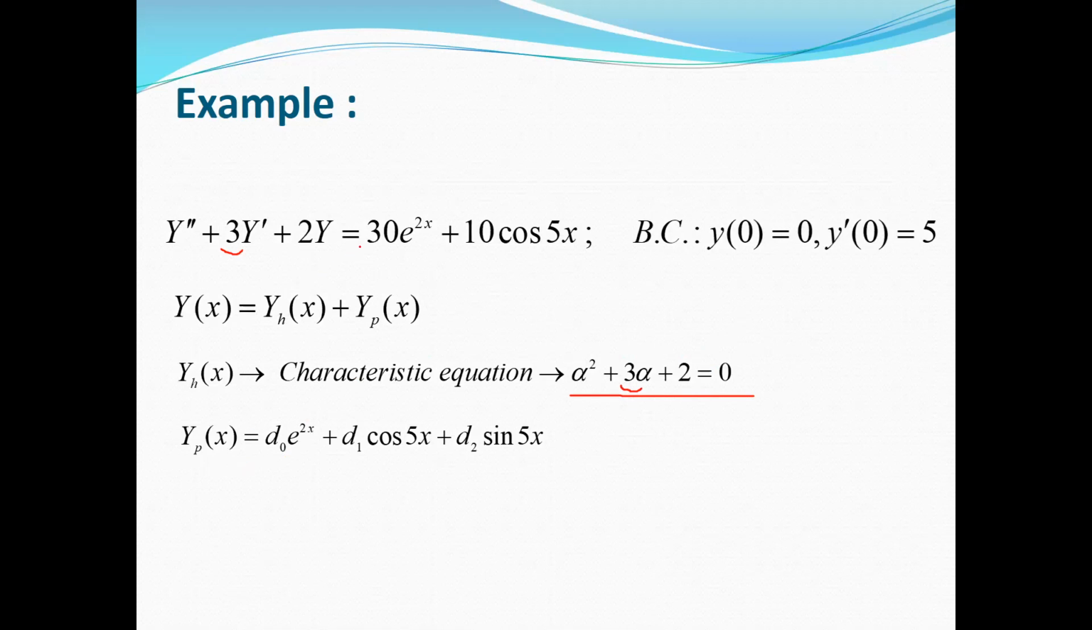As I told you, the particular solution includes two parts. The first part is the exponential part. Here you can see d naught times exponential 2x, because here we have 30 times exponential 2x. The second part is the cosine and sine harmonics. Here we have 10 times cosine 5x. So the particular solution includes d1 times cosine 5x plus d2 times sine 5x. So we will have two harmonics, a combination of cosine and sine functions.